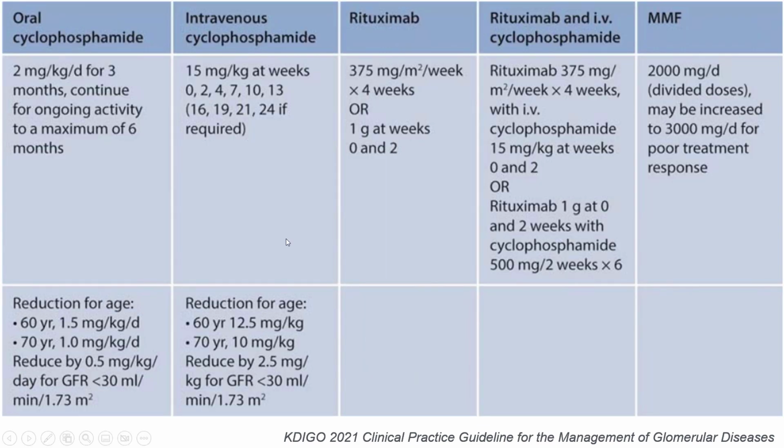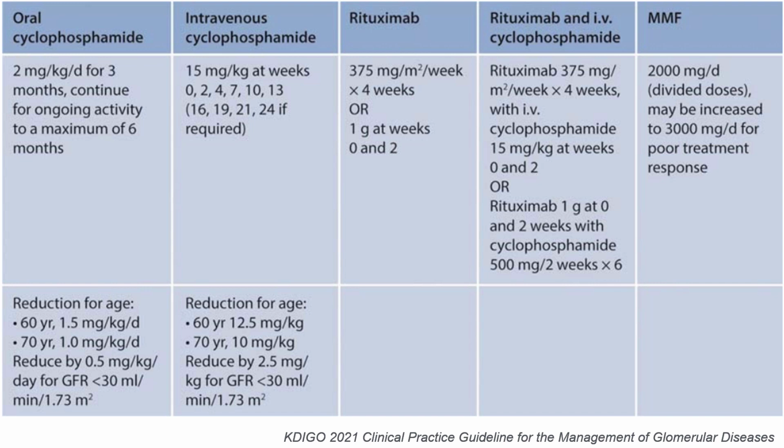And about the doses of immune suppression, if you started with oral cyclophosphamide, the dose is 2 milligram per kilogram per day for 3 months, and continue for ongoing activity for a maximum of 6 months. And you should adjust this dose for age and for GFR.